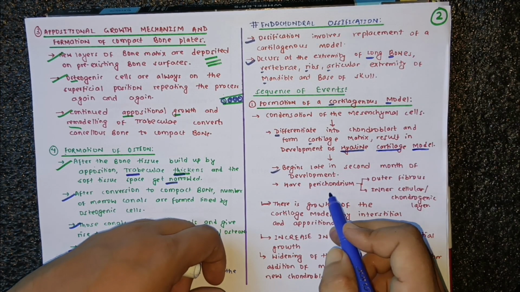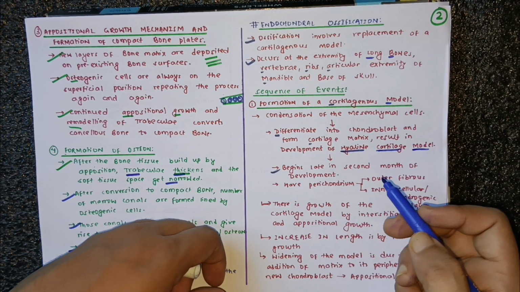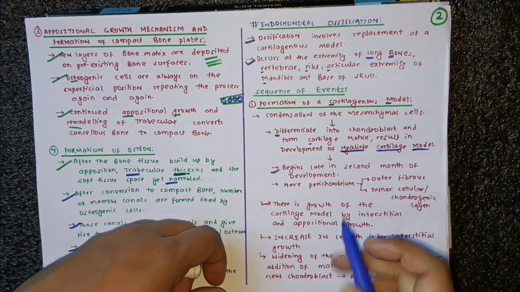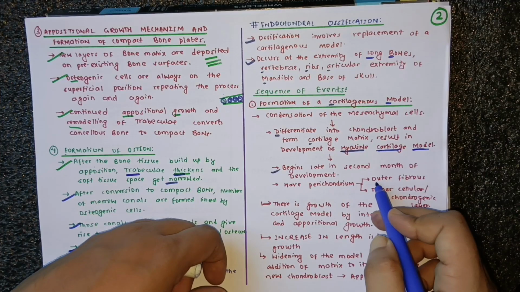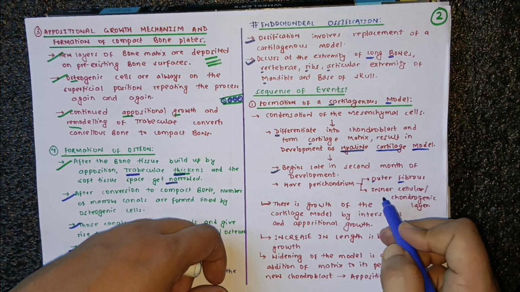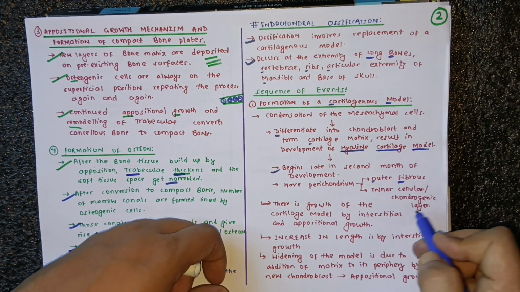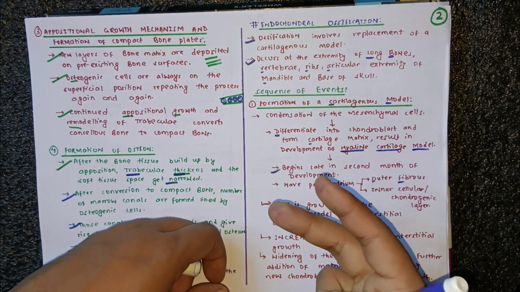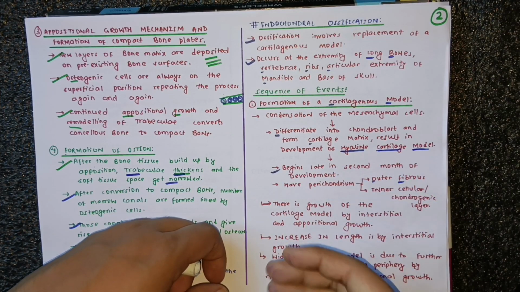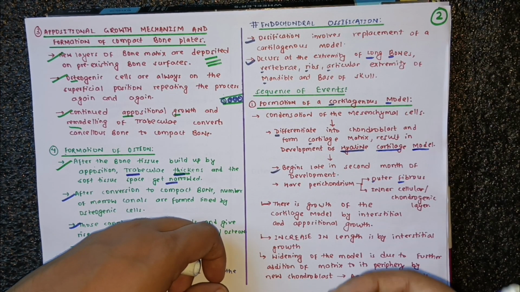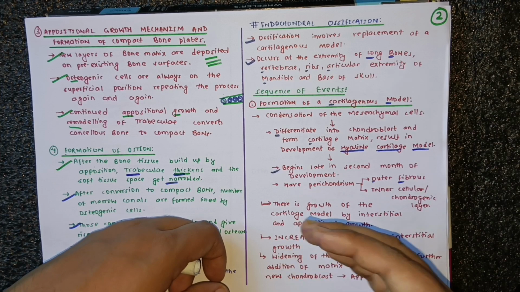After that, in cartilage, if you have studied the histology of cartilage, the outer layer of the cartilage is called perichondrium. In the perichondrium itself we have two different layers, outer and inner. The outer is fibrous, the inner is cellular or the chondrogenic layer.